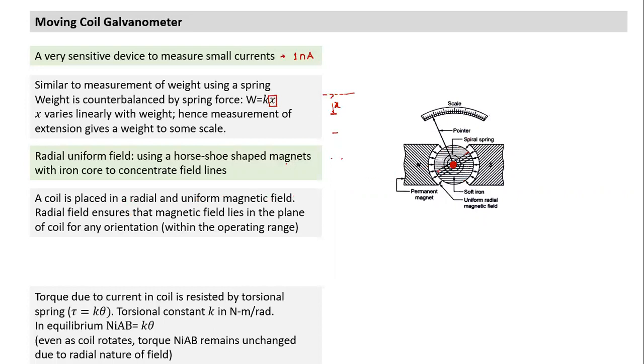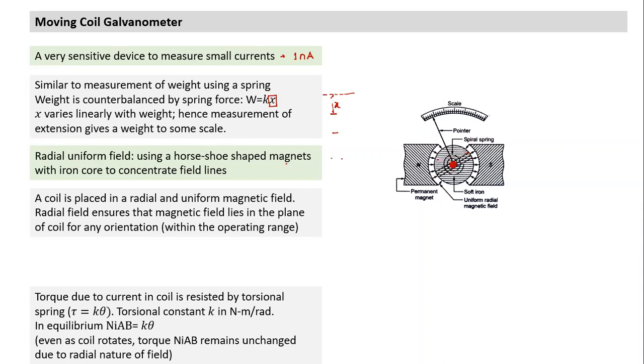So where is the coil field? If these coils are placed like this, the magnetic field lies in the plane of the coil. All of you can notice the coil lies in the radial direction and the field also is in the radial direction. The magnetic field lies in the plane of the coil, which means the angle between M and B is 90 degrees.